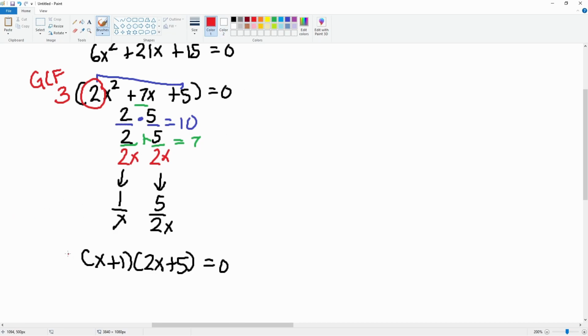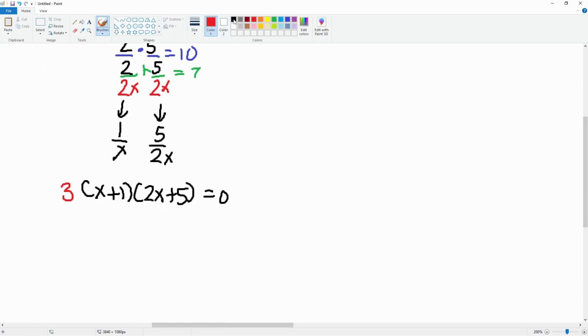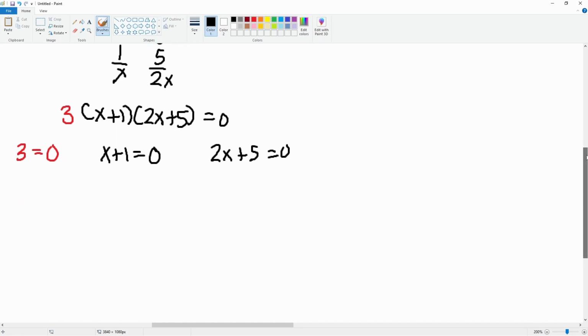But remember, there's that GCF of 3 that is out in front. Don't forget it. To get to the solution, we set each factor equal to 0. So we set 3 equal to 0, then we set x plus 1 equals 0, and 2x plus 5 equals 0. Now we can solve because it's all equal to 0 now. 3 is never equal to 0, so that's useless.